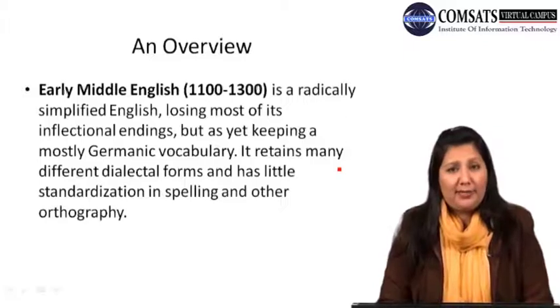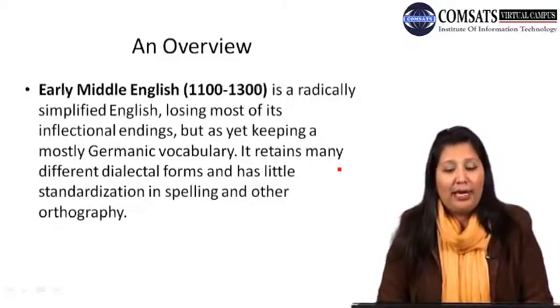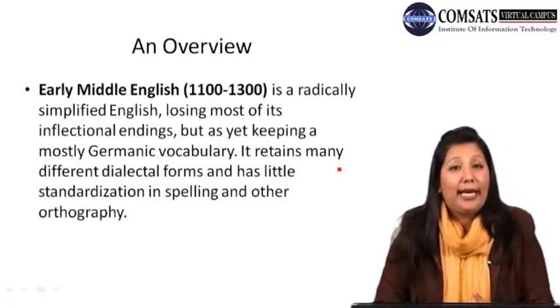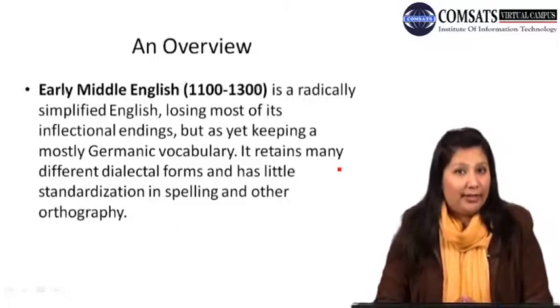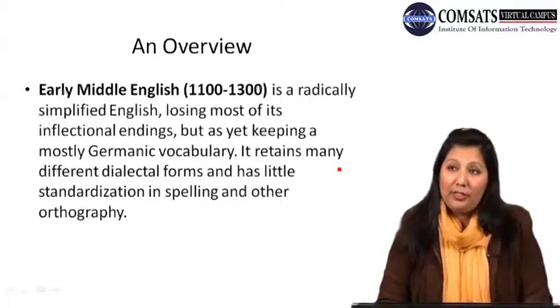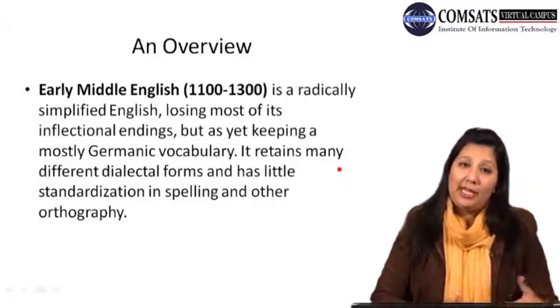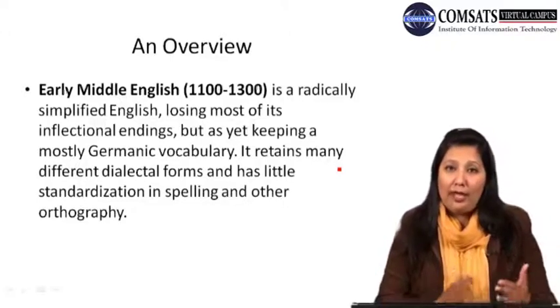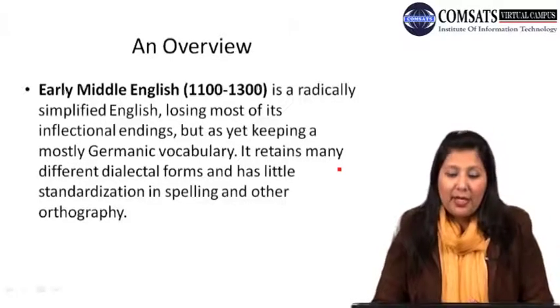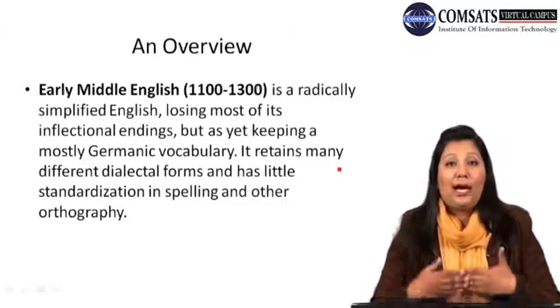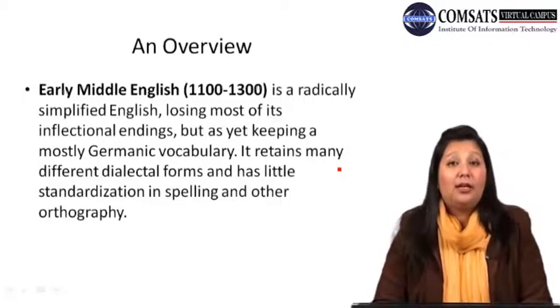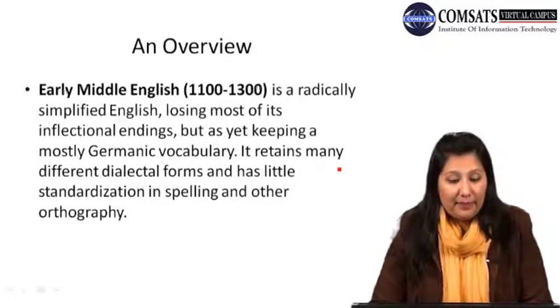Yes, the early modern English period, some scholars say that it starts from 1100 and ranges towards 1300. It's a radically simplified English that was found in that era. As we are talking about the history of language, you would have seen in a previous lecture that different changes were taking place in Old English. And now while we are moving ahead, coming towards the Middle English period, we are realizing that a radically simplified English language was found in this era.